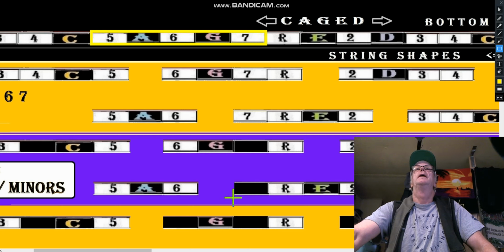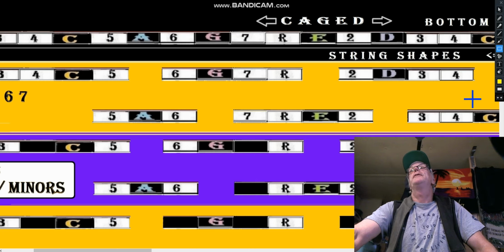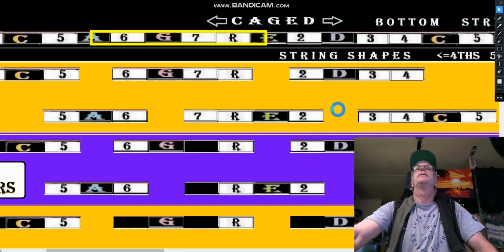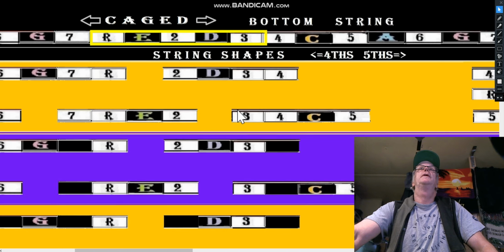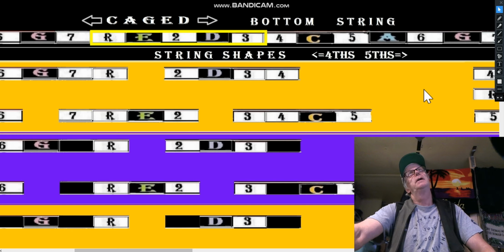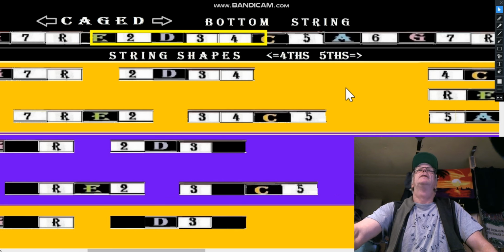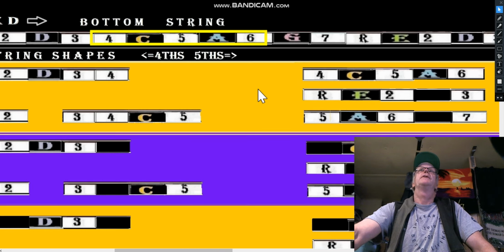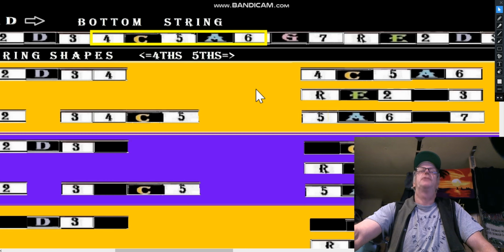All right, and then we have our. I should have left that. I think I could just leave that there. Yeah. Okay. And then we have our root string shape. Root E string shape. Right there. Root 2, 3. And then we have our 4, 5, 6. So it's right there on the bottom string too.